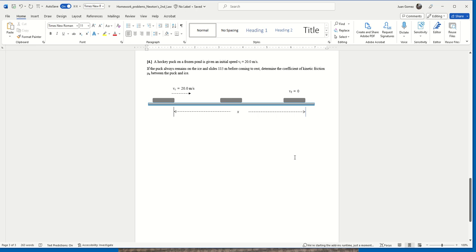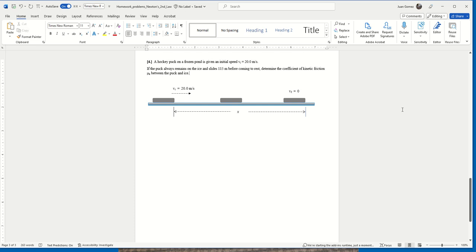So I want to use this information and I want to determine the coefficient of kinetic friction. So in this case, there is friction. Even though it's ice, there is friction. I want to determine the coefficient of kinetic friction, μk, between the puck and the ice.